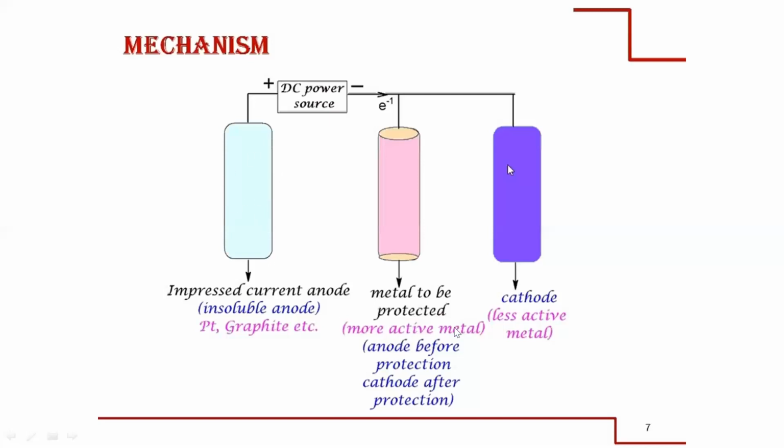You can see the more active metal is an anode before protection and a cathode after protection. Before protection, it is an anode. After protection, it is a cathode. In this way, we can prevent the corrosion of this metal using the impressed current method.